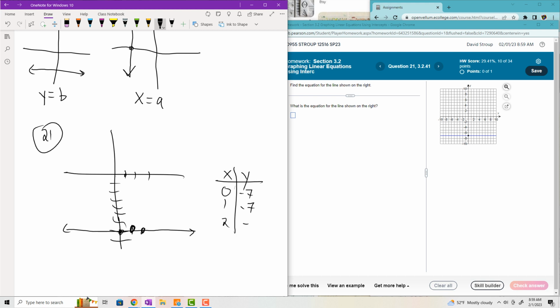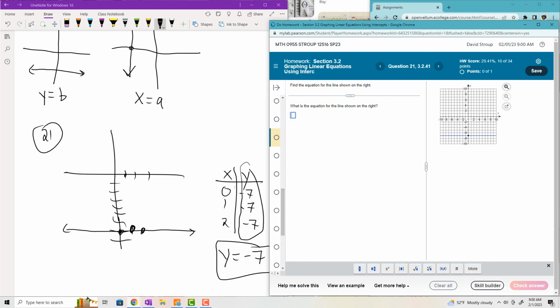It's right there. So you could figure it out in that way by noting that y is always -7. That's going to be your equation. y is -7. Okay. And when you go to type in your answer here, then you have to use y equals -7 for your whole answer.